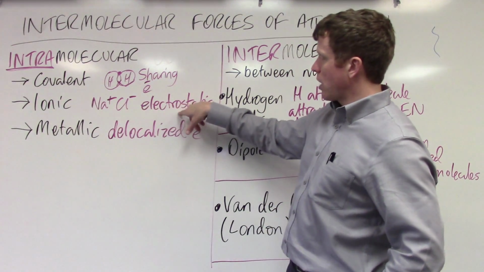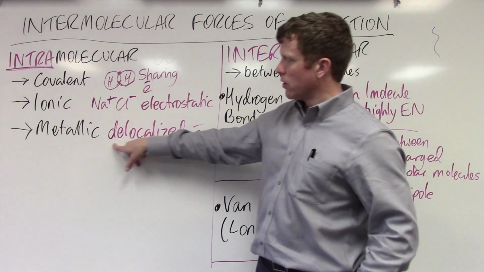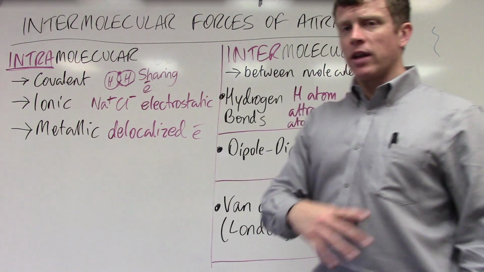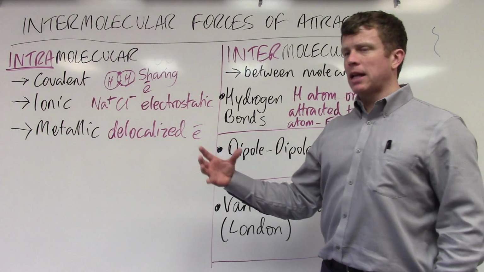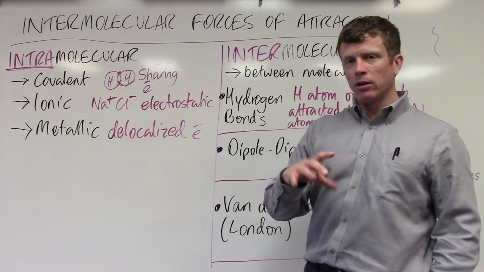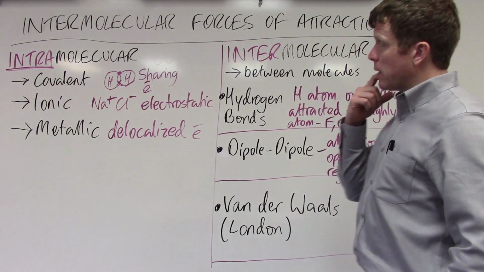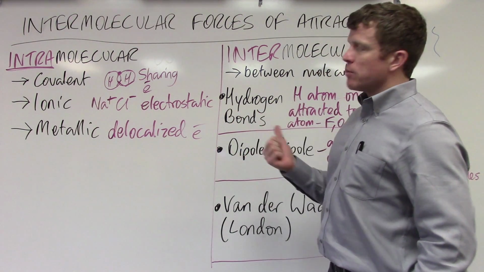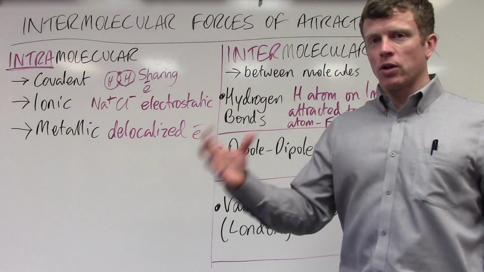an electrostatic attraction, and then metallic bonding, which involves electrons kind of delocalized, so they're moving between orbitals of different metal atoms, and the nuclei are all kind of in the middle. So those would be within molecules or within formula units. Intermolecular refers to between different molecules.